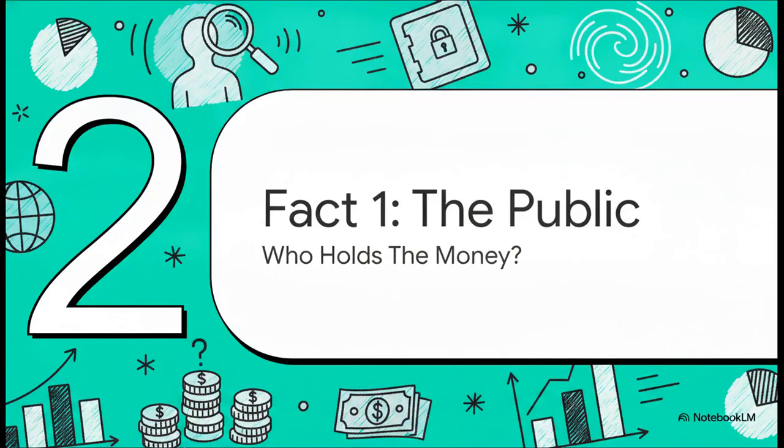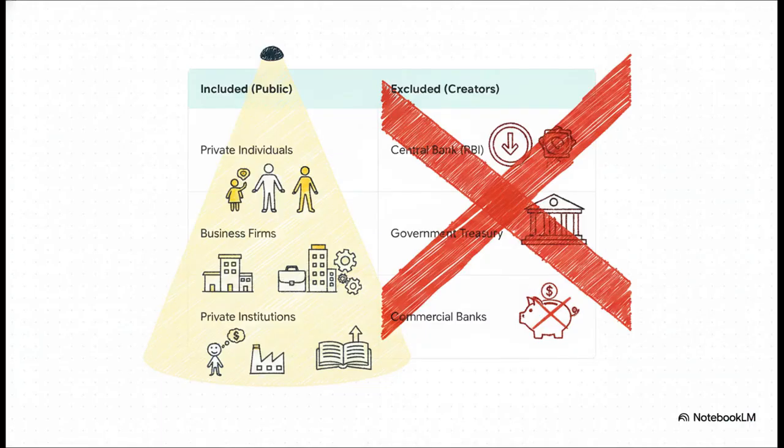Section 2. Fact number 1. Who exactly is the public? We have to put a massive spotlight on the actual public. We're talking about private individuals like you and me, business firms, and private institutions. They're all totally included. But we have to drop a heavy red barrier down on the money creators. The central bank, the government treasury, and commercial banks, they are strictly excluded. And why is that? Because they're the producers of the money, not the public consumers.